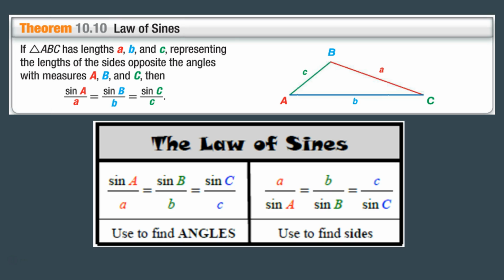Alright, so the first thing that we're going to go over is the Law of Sines. For example, if triangle ABC has lengths a, b, and c, which represent the lengths of the sides opposite the angles with measures A, B, and C, then sine of A divided by a is equal to sine of B divided by b, which is equal to sine of C divided by c. They're all equal to each other.